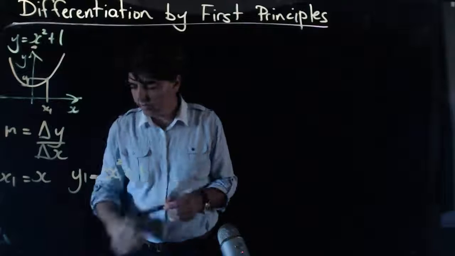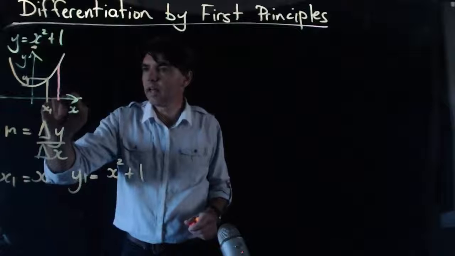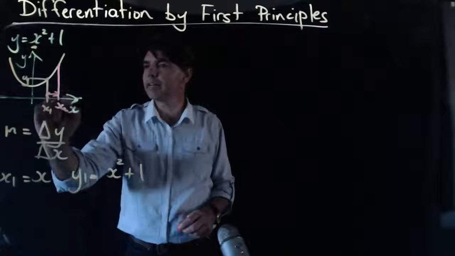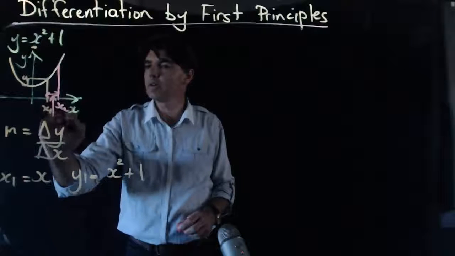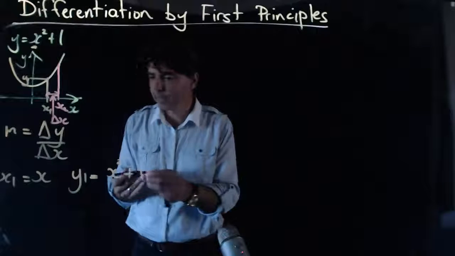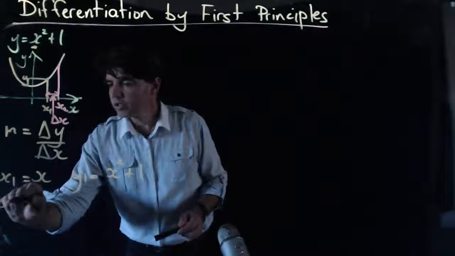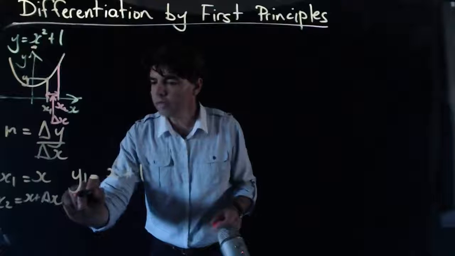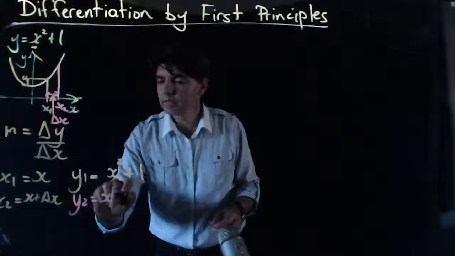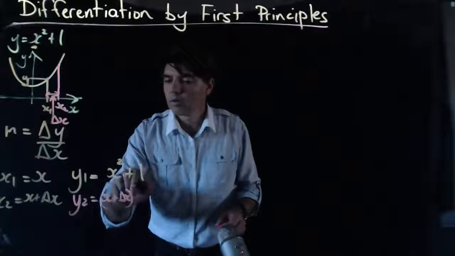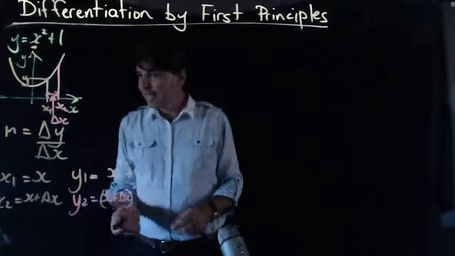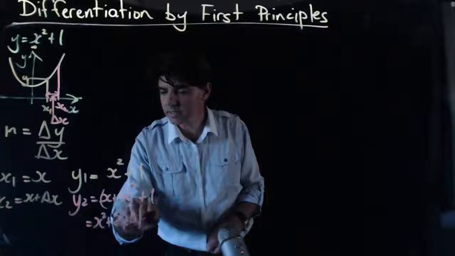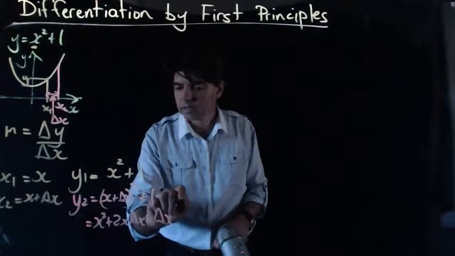We need a second point because we're finding a gradient. Let's make this x2. Now x2 is going to be a little bit more there. I'm going to take that value as delta x. That little bit more is my delta x. So x2 is equal to x plus delta x. That little bit more. So y2 is equal to x plus delta x all squared plus 1. We need to expand that out. So this becomes x squared plus 2x delta x plus delta x squared plus 1.